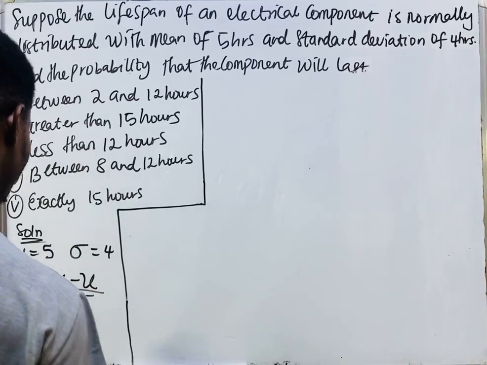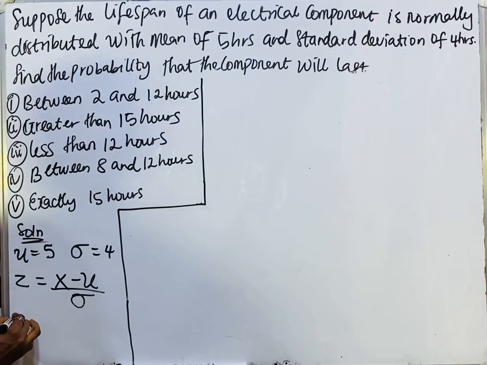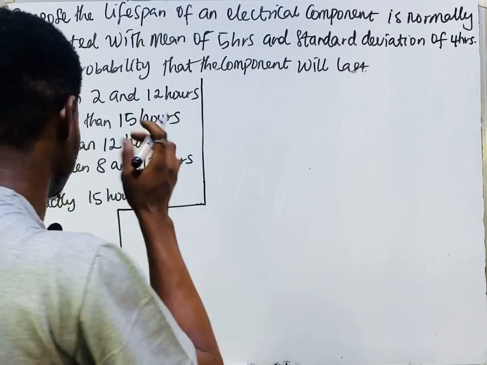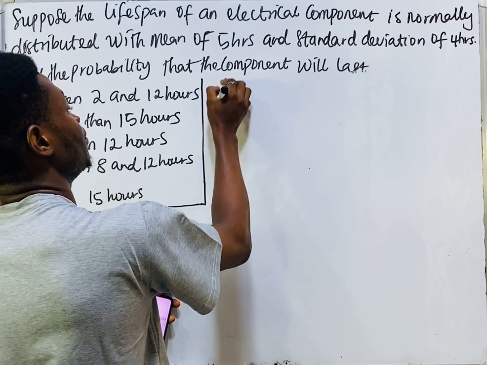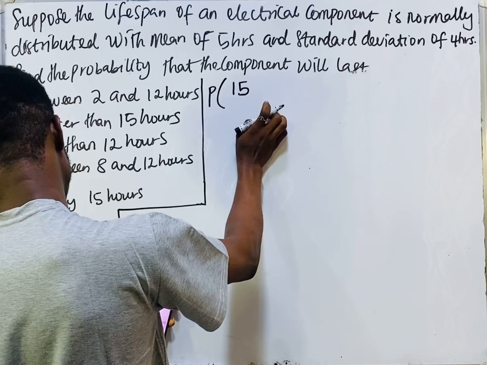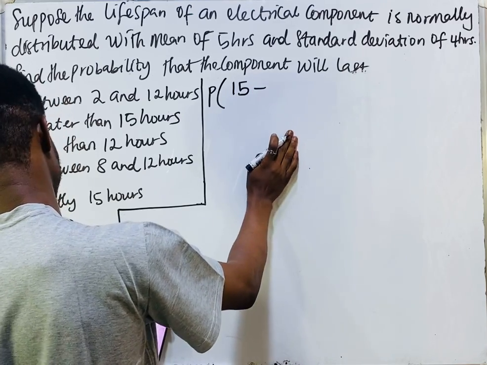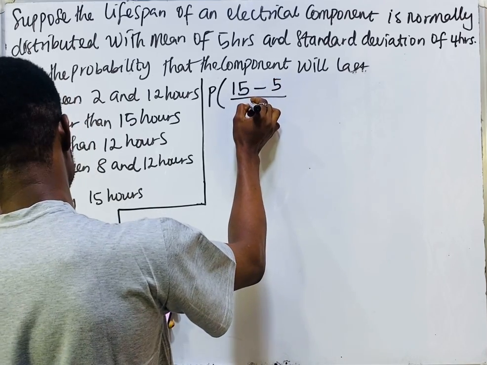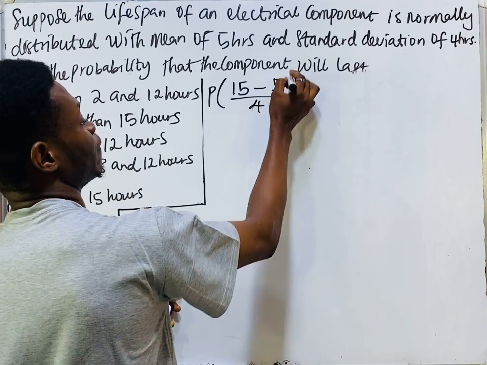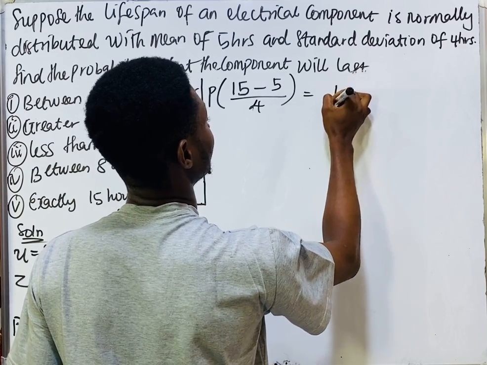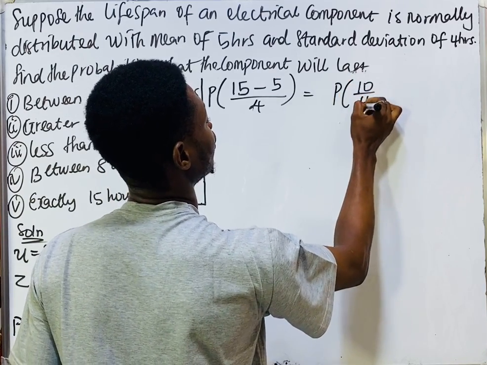So for greater than 15 hours, representing it will be P of Z greater than 15, as simple as that. So we are going to have P of: our X is 15, right? We have 15 minus our mean, 5, all over the standard deviation 4. So we are going to have 10 over 4.